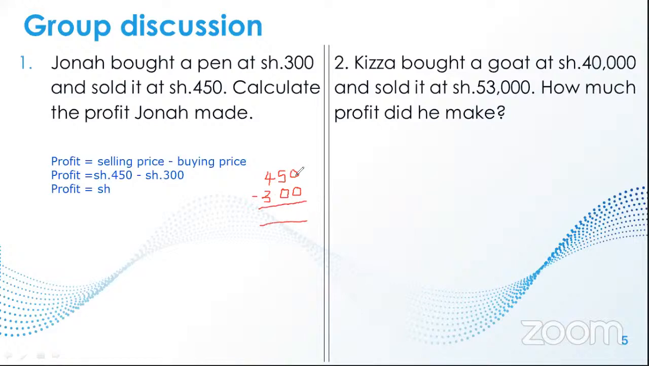Teacher, do we begin subtracting from the place value of 1? 0 take away 0 equals 0. Very good. 5 take away 0 is equal to 5. Very good. 4 take away 3, it is 1. Very good.